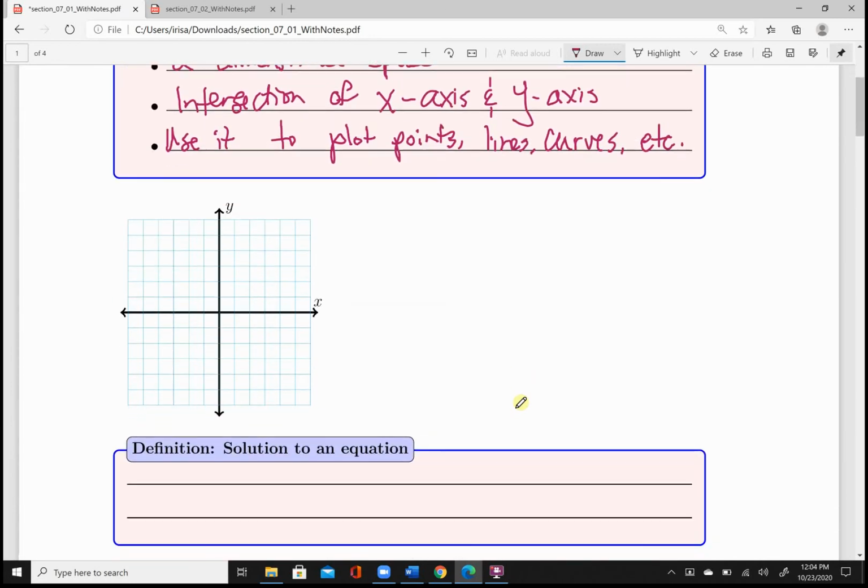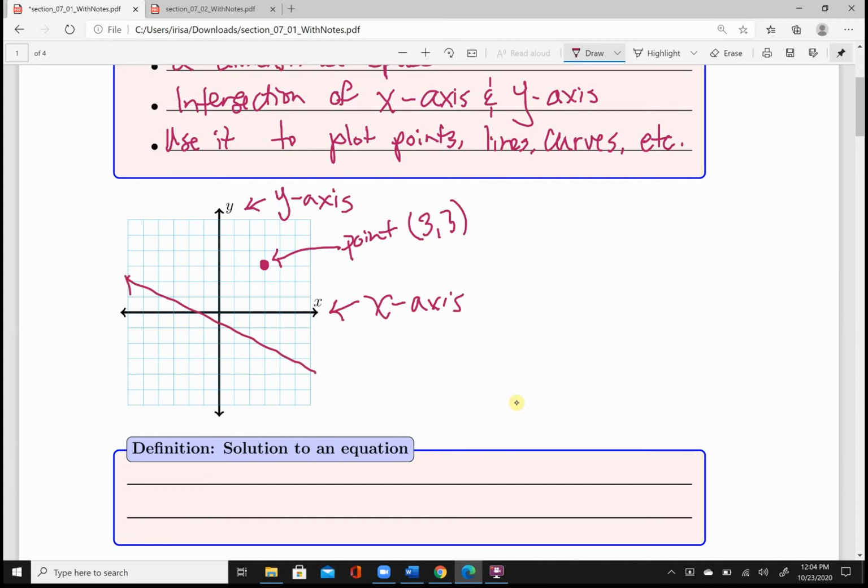Okay, so here's your x-axis, the horizontal. Here's your y-axis. Here is an example of plotting a point. And in this case, the ordered pair would be 3, 3. Just as an example, here is an example of plotting some line, right? That's a line. And if you wanted to plot some curve, you could do so.